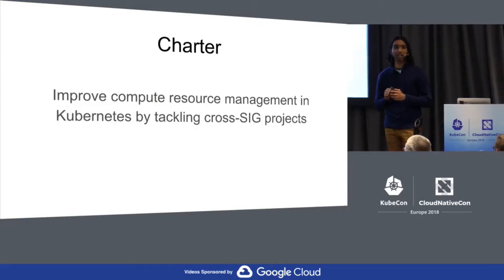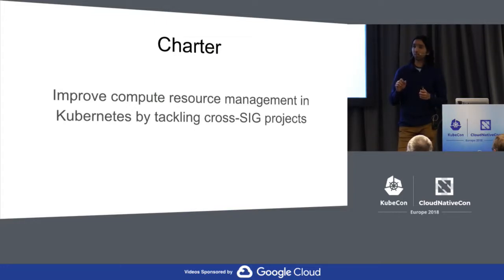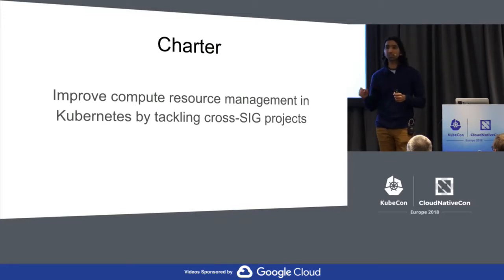improve compute resource management, because it was something that was partially being tackled before the working group was formed. What we were mostly focusing on was how do we get the system to be reliable? How do we get the node to be really reliable such that things don't fall over, right? We're only focusing on reliability. We're not focusing on anything else or any other features and functionalities.